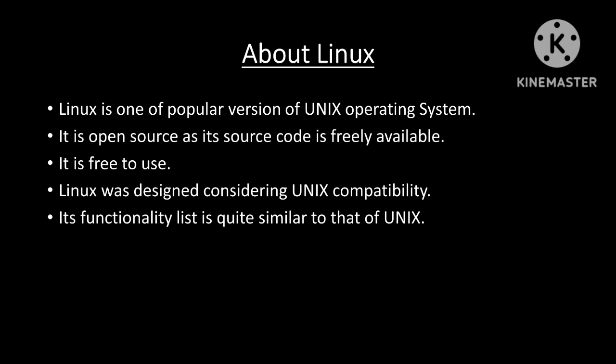Linux was designed considering Unix compatibility. It is compatible with various software that are used in other operating systems. Similarly, its functionality list is quite similar to that of Unix. That means we can say that the Unix operating system was later known as Linux. So their functionality, their characteristics, most of the things are similar to the Unix operating system.